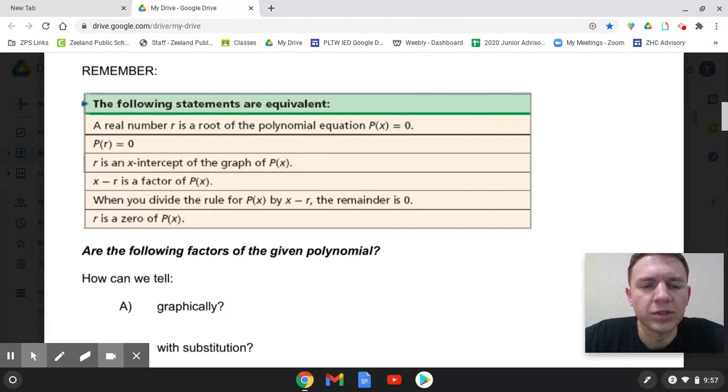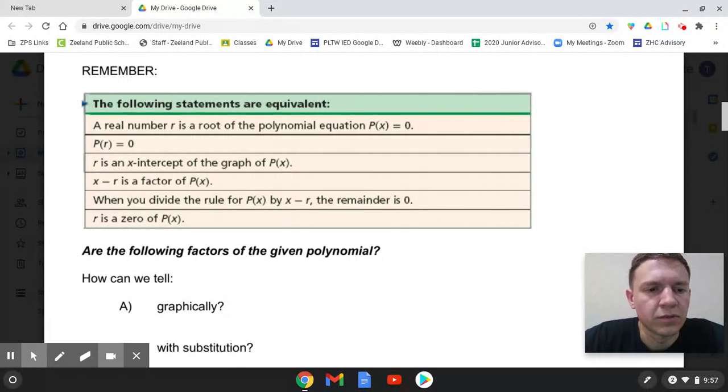So real number r is a root of the polynomial equation p of x equals 0. P of r equals 0. You plug in r for p of x, you get 0. R is just any whole number, okay? R is an intercept of the graph of p of x. So if all that's true, r is an intercept, meaning at that number, whatever number r is, the graph will cross the x-axis. That's it. R being x-intercept.